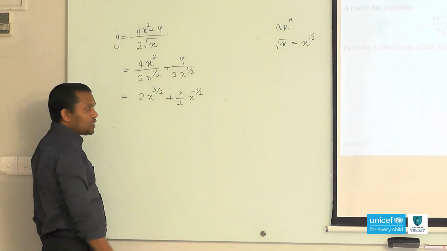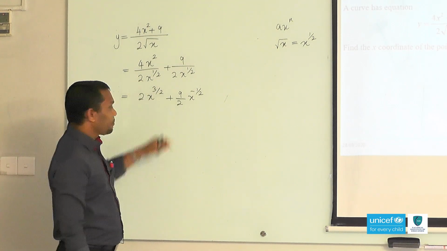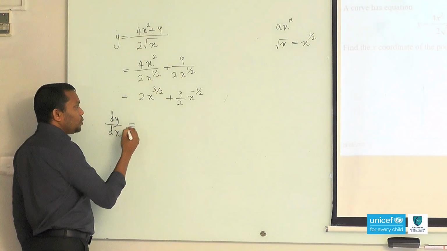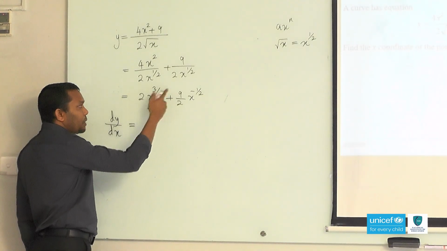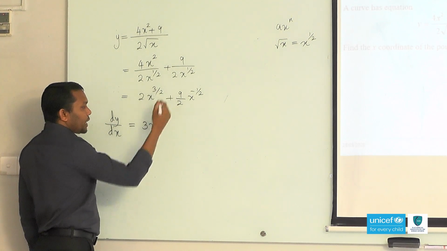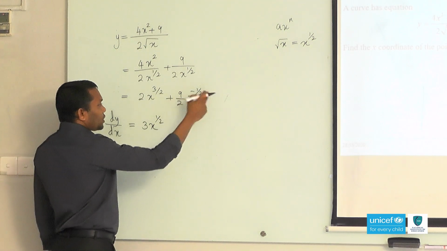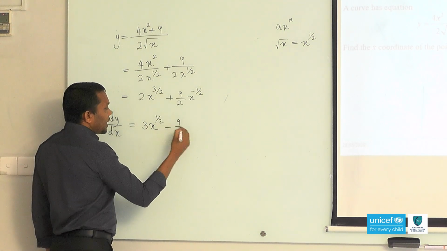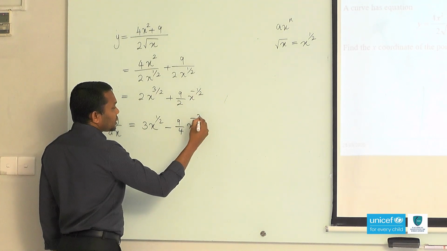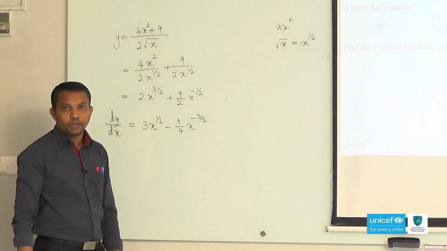Now we are ready to differentiate because every term is now written as ax to the power something. Derivative dy over dx. Using the rules, we multiply the coefficient by the power. 2 times 3 by 2 gives you 3. X to the power 3 by 2 minus 1 gives you half. 9 over 2 times minus half gives you minus 9 over 4. X to the power minus half minus 1 gives you minus 3 by 2. That gives you the derivative of this particular function.